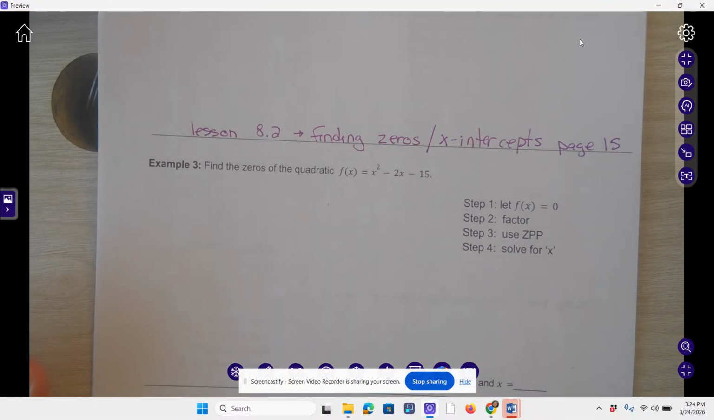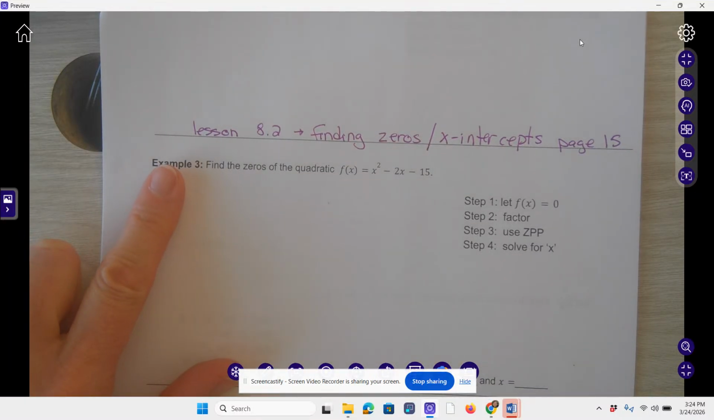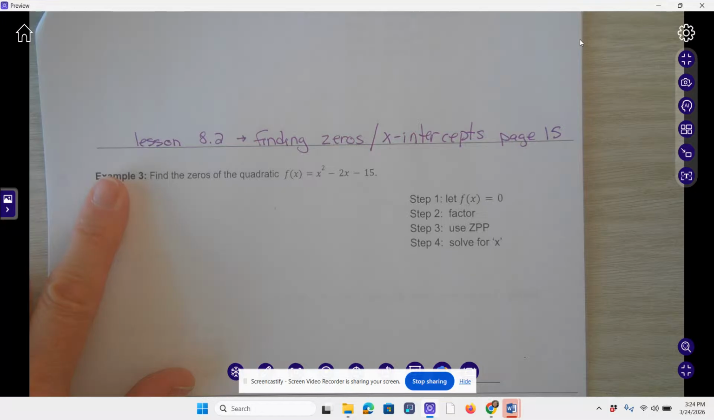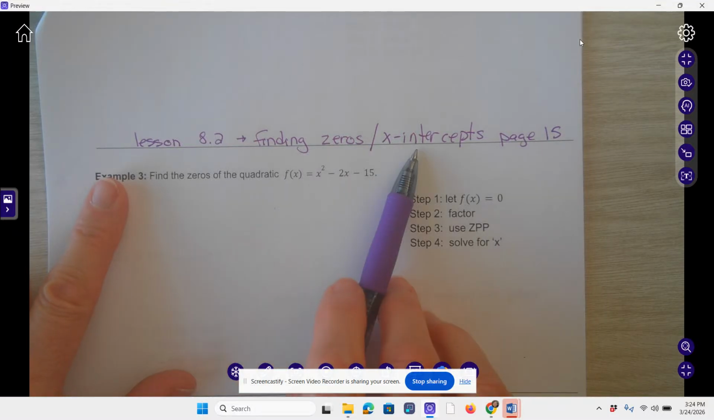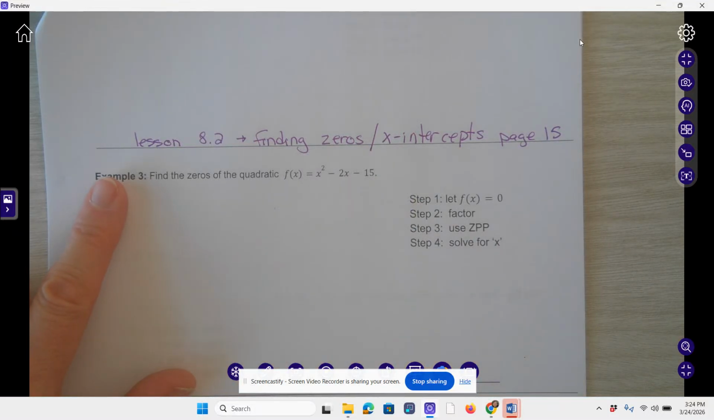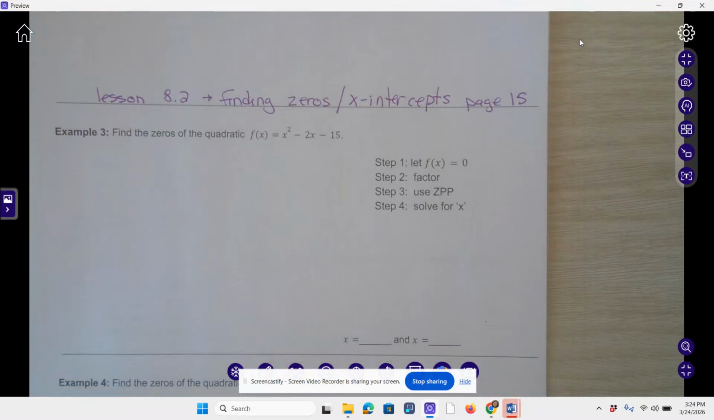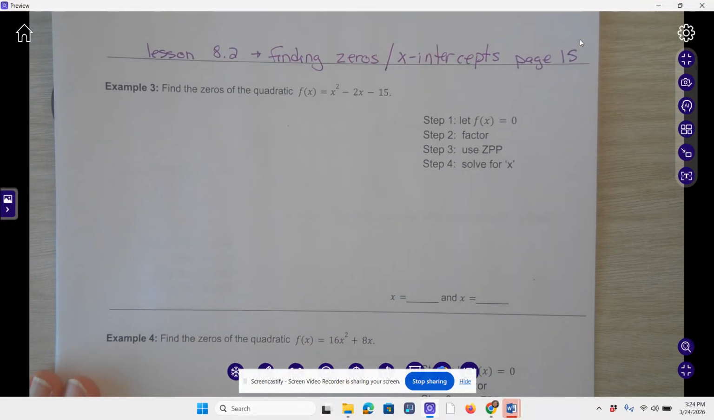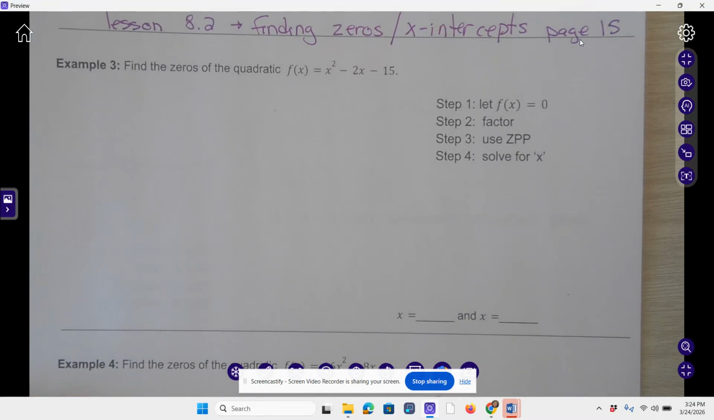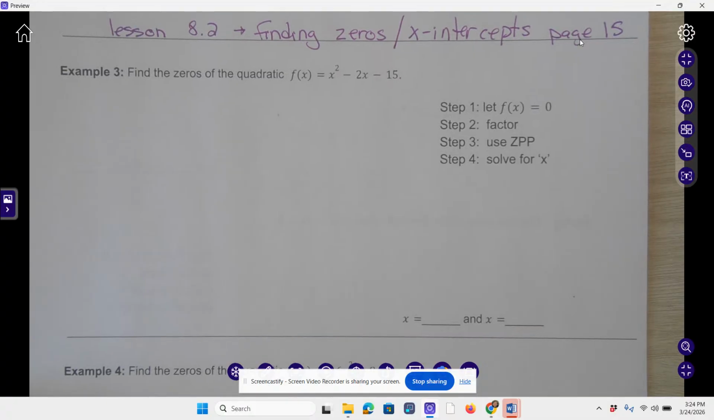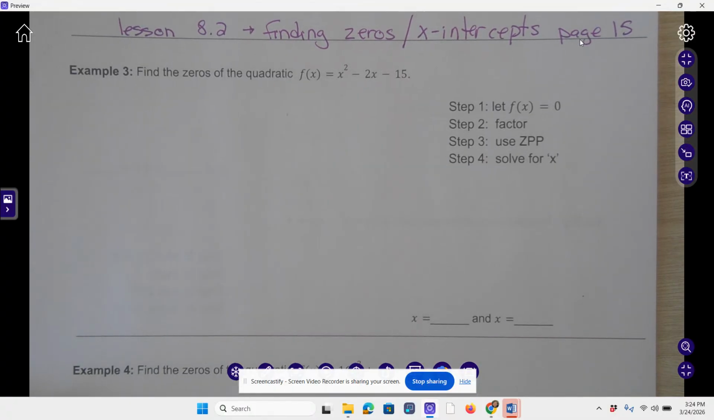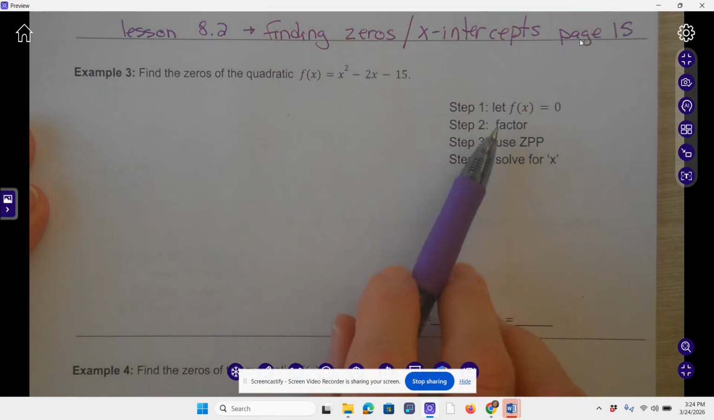This video is for Lesson 8-2, Finding Zeros, which we also call x-intercepts. And so you need to start on page 15 in your note packet. Or if you're watching this video perhaps at home because you were absent and you don't have a note packet, then you can just pause the video and write the problem down. So our steps are written right here.